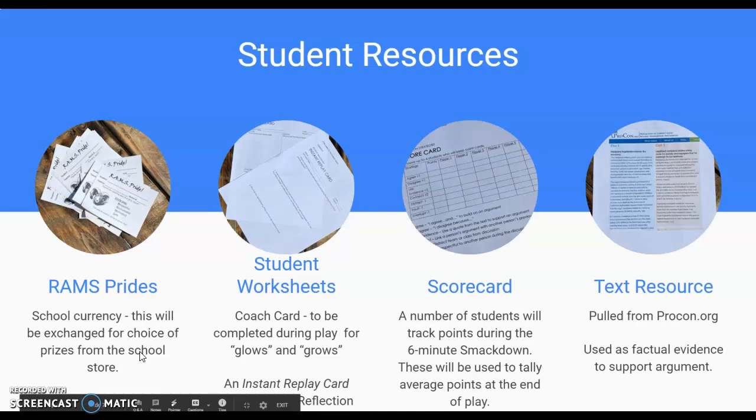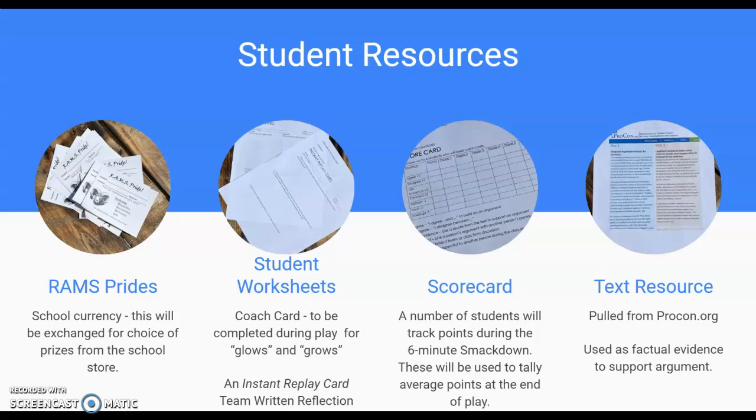So here are some of the student resources that I use for this game. One is Rams Prides. This is our school currency. This is exchanged for a choice of prizes from the school store. And then we have a couple student worksheets that each student will have to fill out.